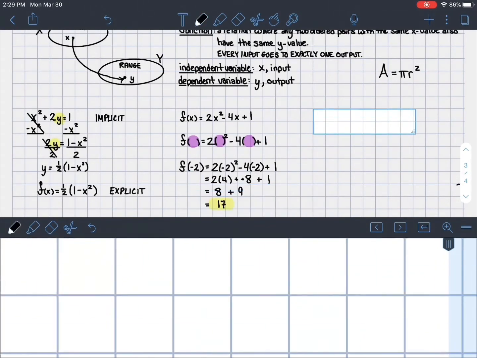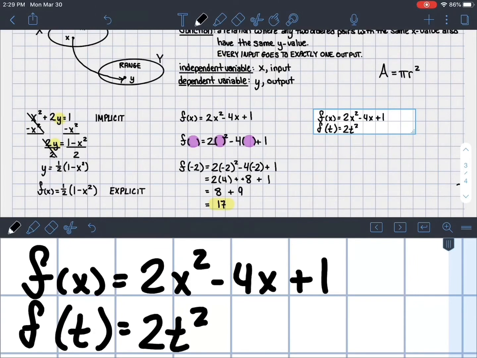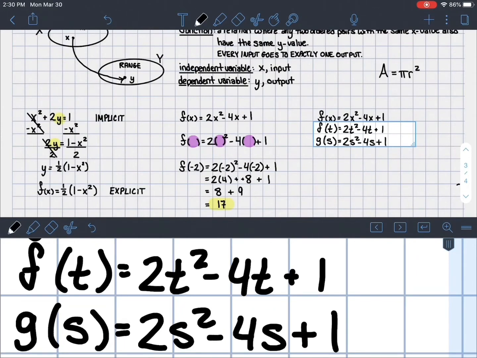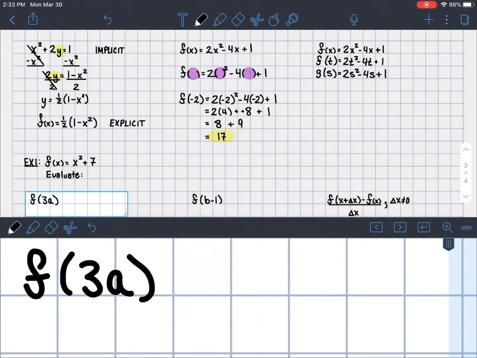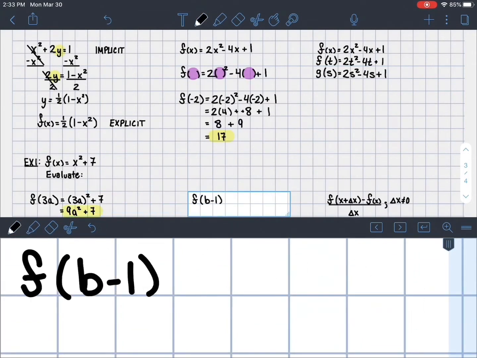Sometimes the notation can look a little different. For example, we could input t or another variable instead of x. We could also name our function something like g instead of f. This one inputs s. Let's do an example. We're going to input 3a into the function. Anywhere there was x, now there's 3a. Next, we're going to input b minus 1.